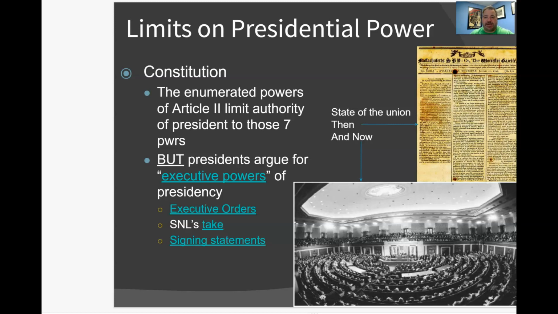Here's Saturday Night Live's take on the topic from back when President Obama made an executive order declaring an amnesty or a path to citizenship for millions of undocumented workers by way of executive order.